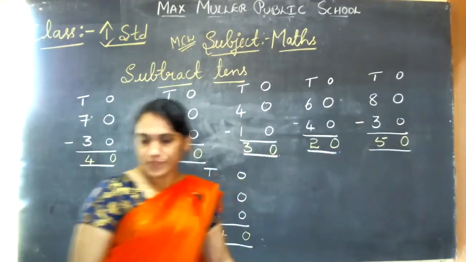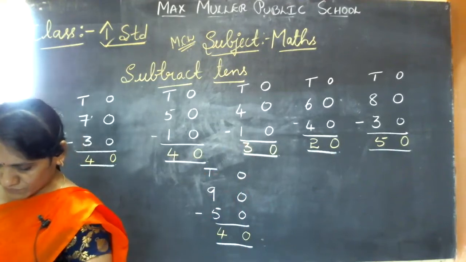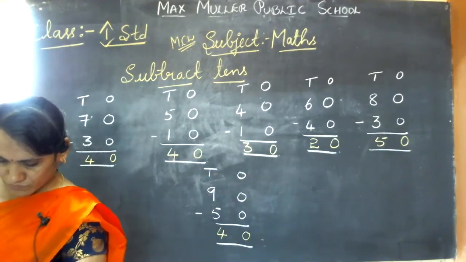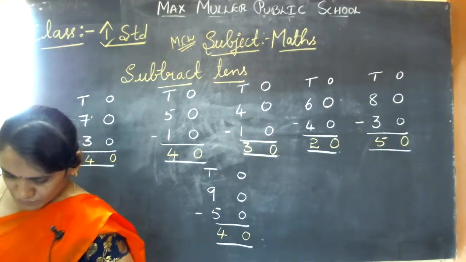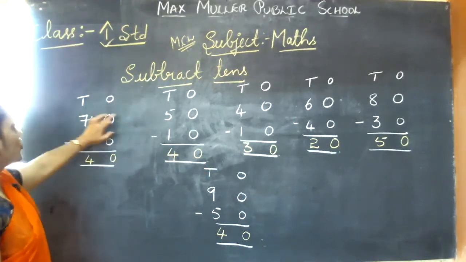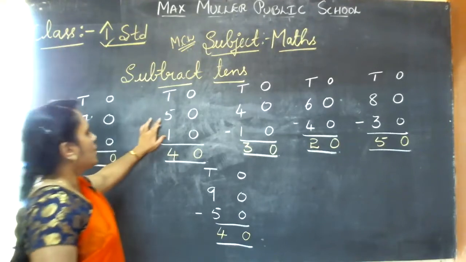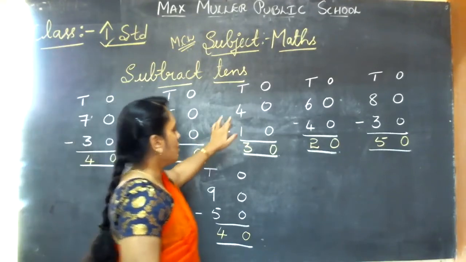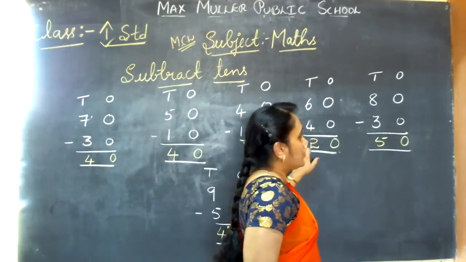Understand, children? Yes. So you have understood subtraction of tens. After doing the sums, check them once. 70 minus 30, have you got 40? 50 minus 10, 40. 40 minus 10, 30. 60 minus 40, 20.